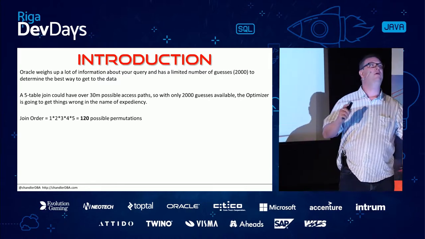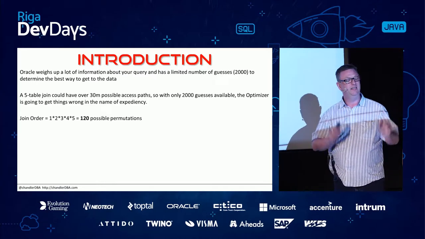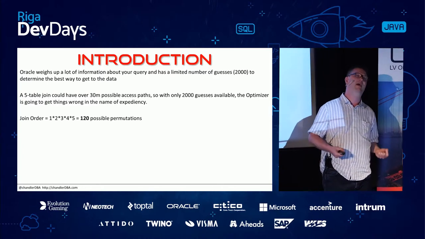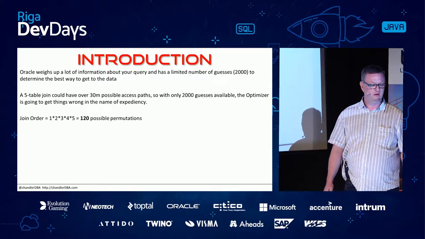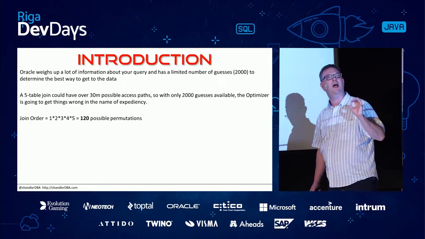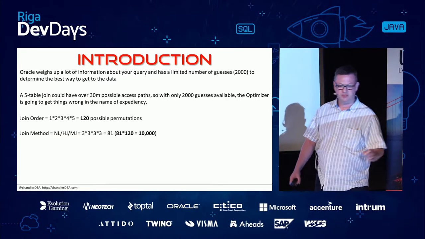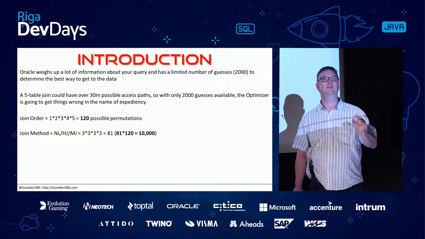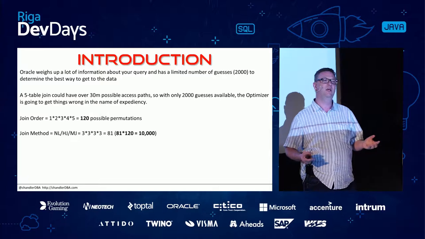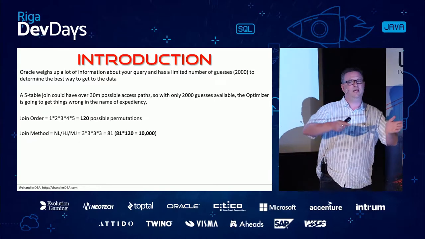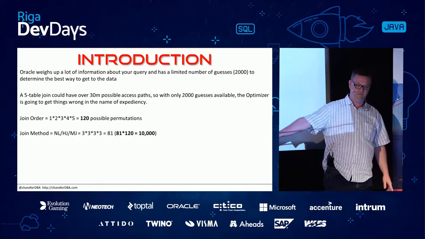Now, Oracle's weighing up a lot of information about your query to work out the best way to get to the data, and it's got a limited number of guesses to get there. If you're doing a five-table join, you could have about 30 million different access paths to get to the data. Now, Oracle's only got 2,000 guesses. So the optimizer is going to get things wrong in the name of expediency. If you've got 30 million possible access paths and you try every one to work out the best way to get to the data, you're going to get to a point where you say, actually, let's just stop working out the best way and just go and get the data.